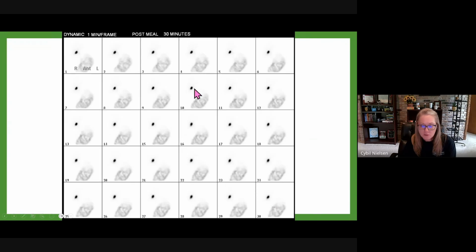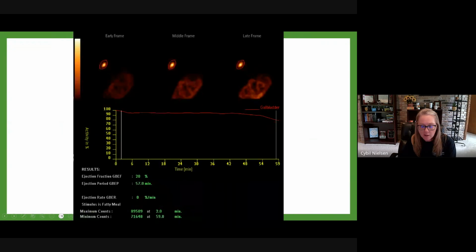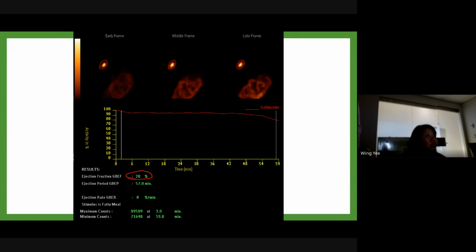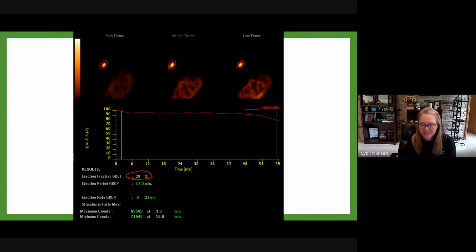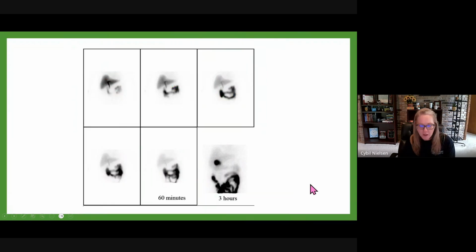Now we're going to squeeze the gallbladder. We have more bowel, which is great. And now our ejection fraction is 20%. So what is this? It's abnormal. So is it acute or chronic? Chronic, yes, perfect. It's chronic.